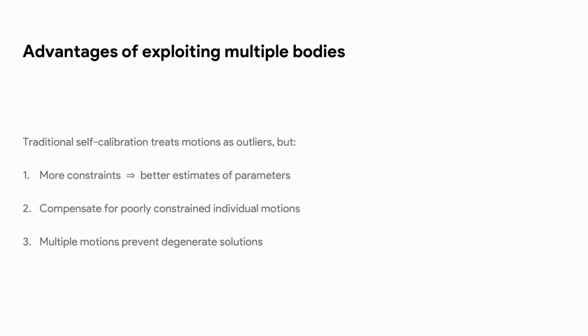Traditional self-calibration, just like structure from motion, assumes that scenes are static and treats motions as outliers. But more constraints derived from more fundamental matrices lead to better estimates of the internal camera parameters. Also, the fact that self-calibration with multiple bodies relies on multiple fundamental matrices limits the chances of motions that are poorly constrained. Finally, an advantage is also that we avoid most of the times degenerate solutions due to the fact that it's unlikely that most motions are parallel to the optical axis of the camera.